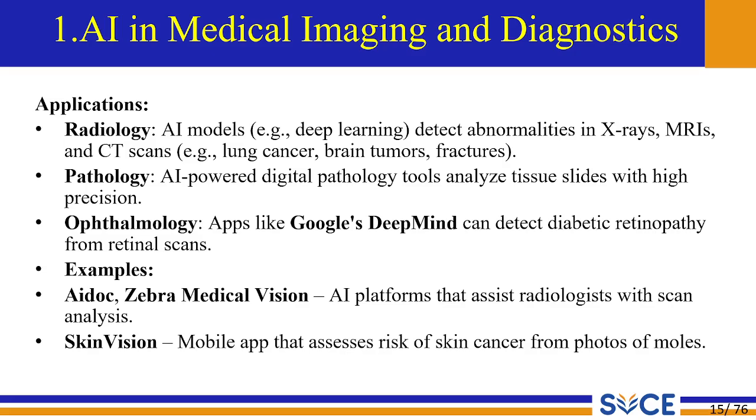Pathology. Traditionally, pathologists examine tissue slides under a microscope. With AI, digital pathology tools can analyze slides at a pixel level, identifying cancer cells with incredible precision. Ophthalmology. Google's DeepMind has developed AI systems that detect diabetic retinopathy by analyzing retinal scans. This is a game changer, especially in rural areas where eye specialists are not always available.